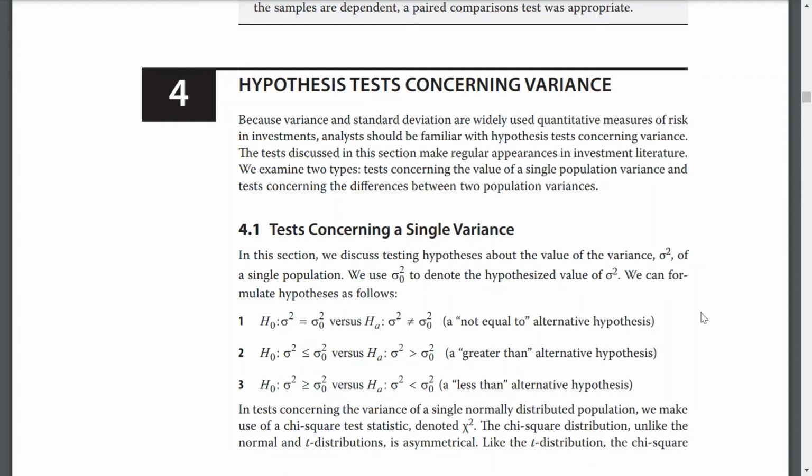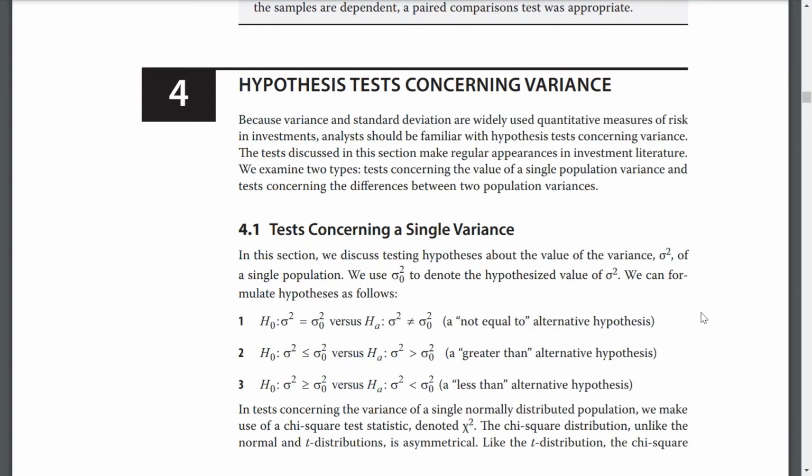In this section, we discuss testing hypotheses about the value of the variance, the standard deviation squared, of a single population. We use sigma 0 squared to denote the hypothesized value of sigma squared. We can formulate the hypotheses as follows.